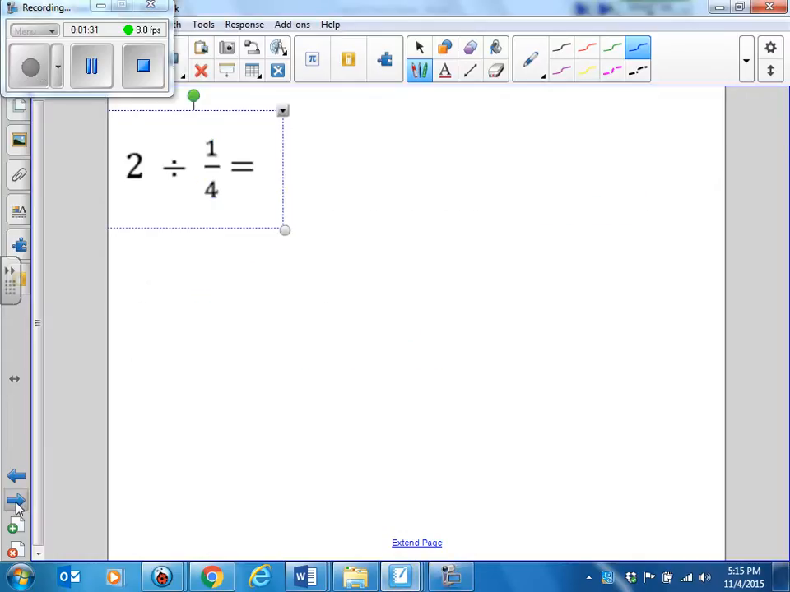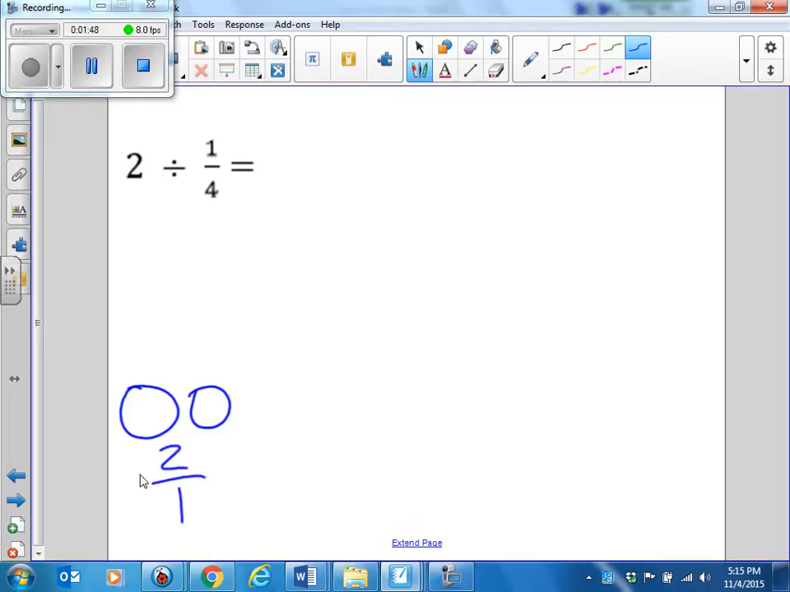All right, so let's go ahead and look at this first problem. Here we have a whole number. 2 is a whole number. That's also considered kind of like a mixed number. So I want you to imagine 2 wholes. If I have 2 whole circles, that would be the same thing as saying 2 divided by 1. 2 divided by 1 will still give me 2 wholes.